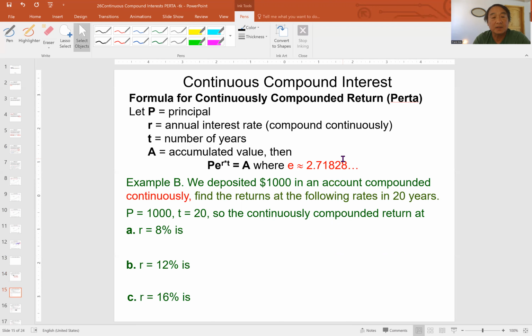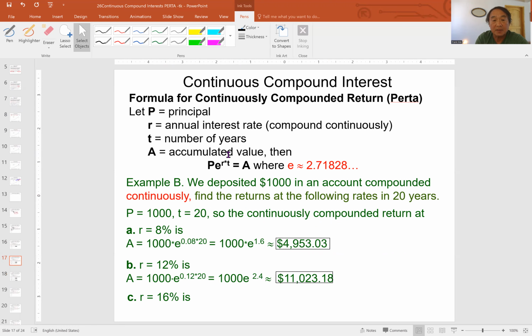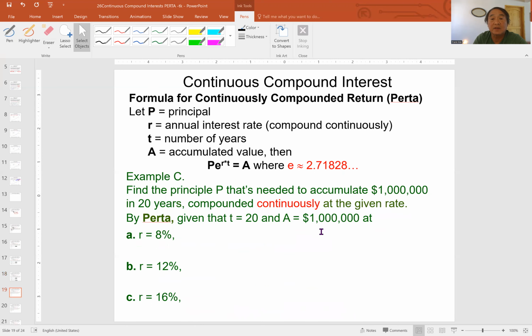So here are the results of continuous compounding at 8%, 12%, and 16%. That is, if I plug these numbers into the rate over here, and t is 20, I get different results. At 8%, I get this much. At 12%, I get substantially more. At 16%, I double the rate of 8%. Notice I almost raised the returns by five times. So the interest rate is very sensitive.